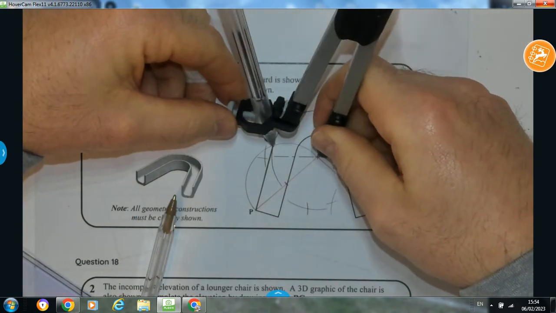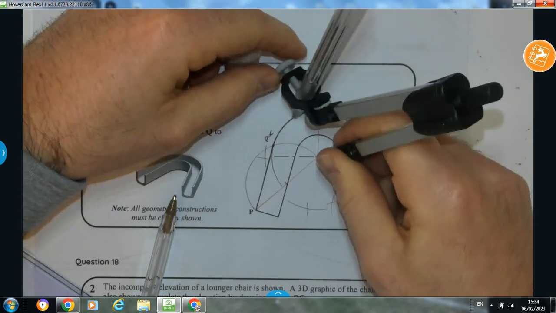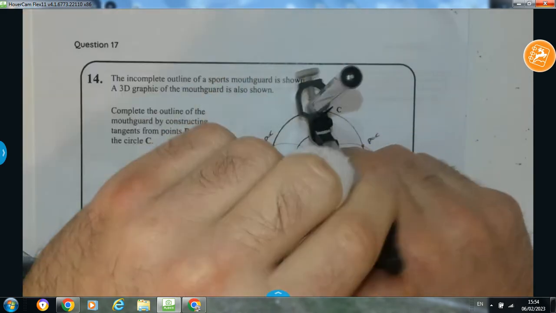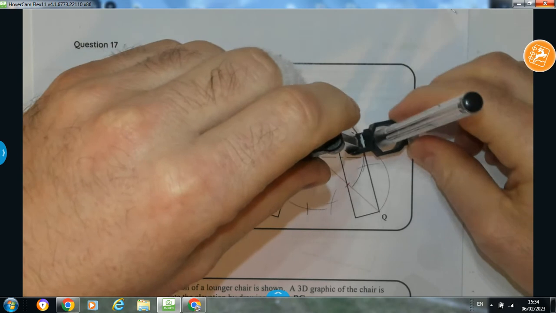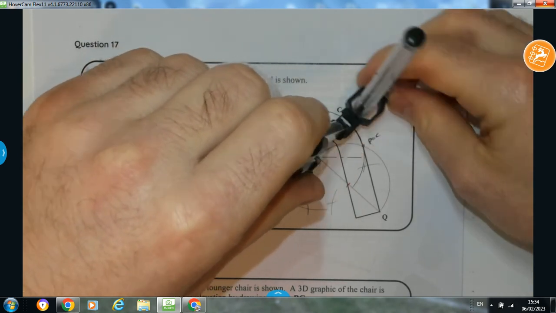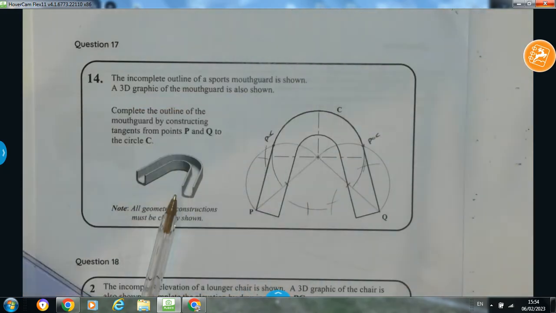So I'm just going to add in a little bit of detail. You don't probably have to do this. I'm just going to heavy in that portion there as best I can. And there we go. There is the mouth guard completed.